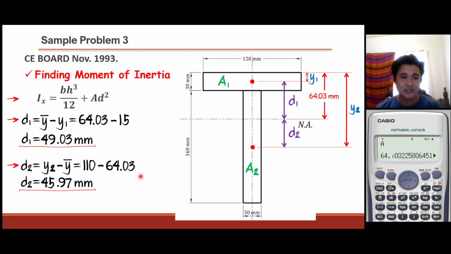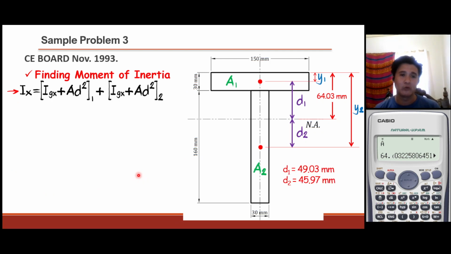Okay, continue tayo sa solution natin. So we have now D1 tsaka D2. We can now solve for the moment of inertia. Okay? So Ix is equal to Igx plus AD squared ng area 1 plus Igx plus AD squared ni area 2. Kaya meron tayong subscript na 1, meron tayong subscript na 2 dito.